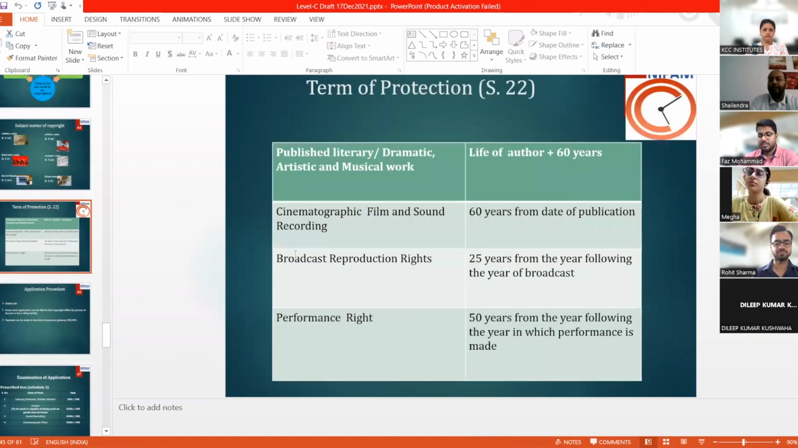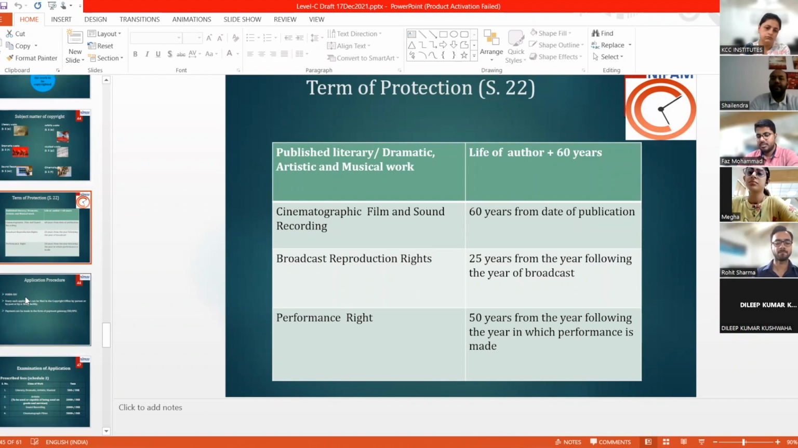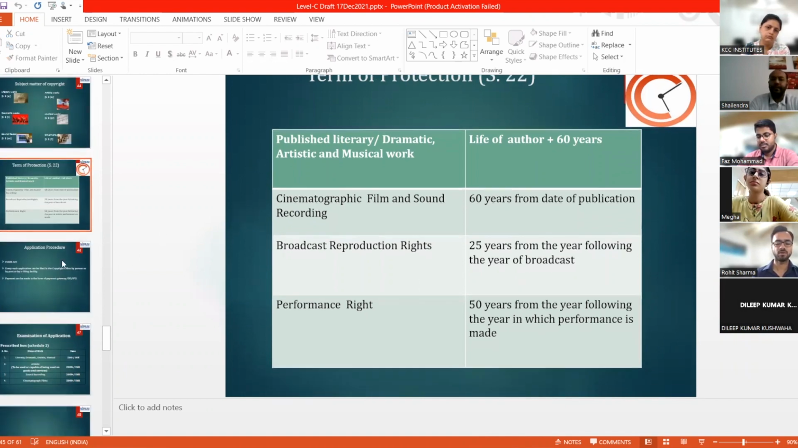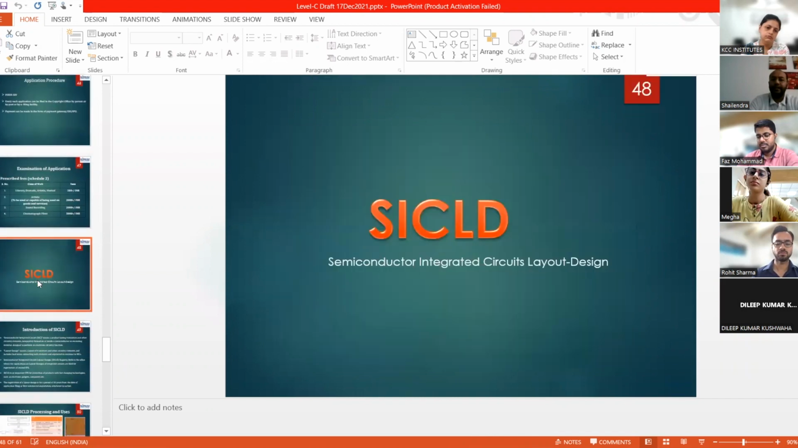The term of protection that I was saying: for published work, meaning any book you have written and have copyright protection over, it can be up to the life of the author plus 60 years. Cinematographic films 60 years, broadcasting 25 years, performance 50 years. So this is the term of protection in copyright.